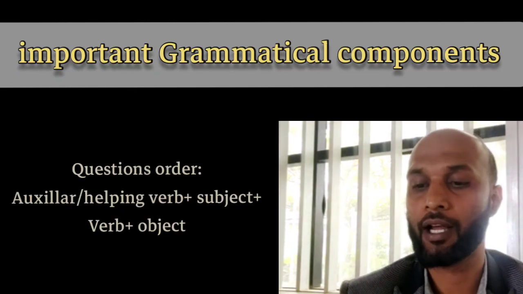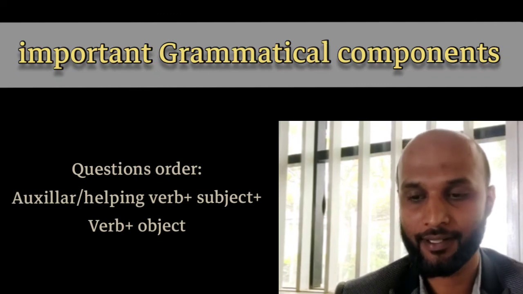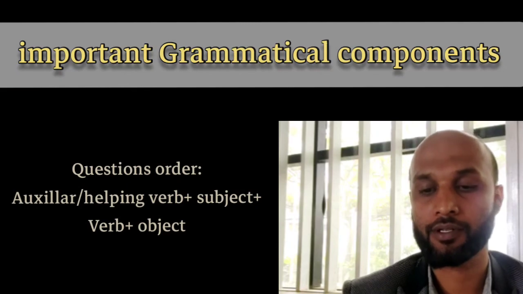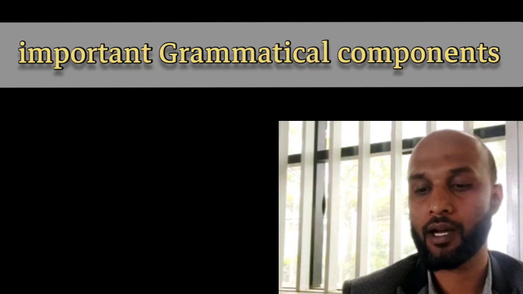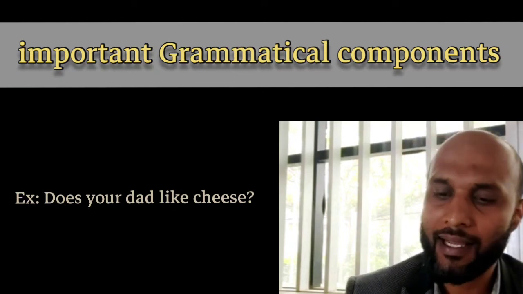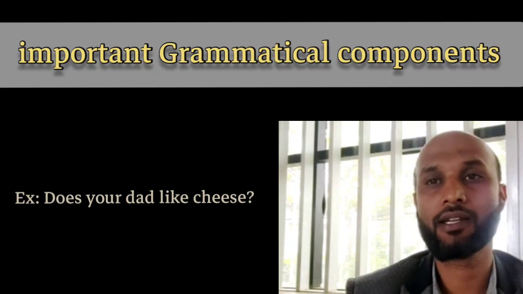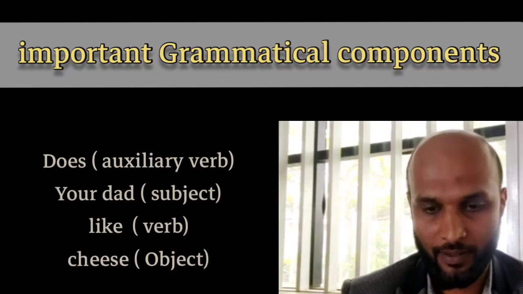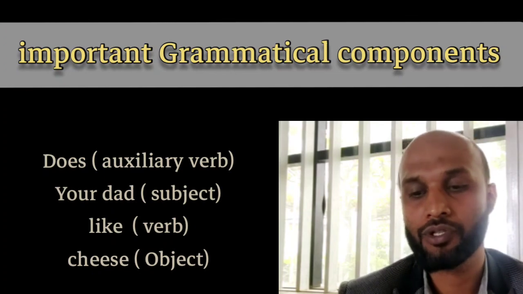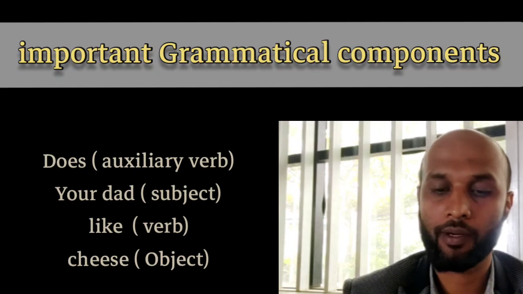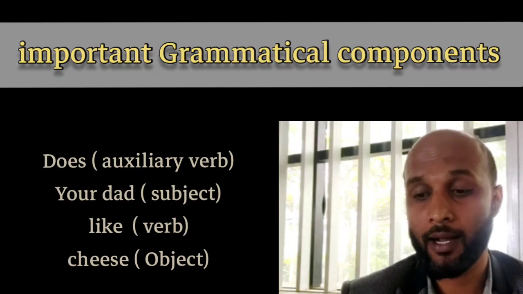Questions follow this order: auxiliary or helping verb plus subject plus verb plus object, or verb plus subject plus object. For example, does your dad like cheese? Does is the auxiliary verb. Your dad, that is a subject. Like is a verb. Cheese is an object. There are other word order rules to remember, like the fact that adjectives almost always come before the noun.